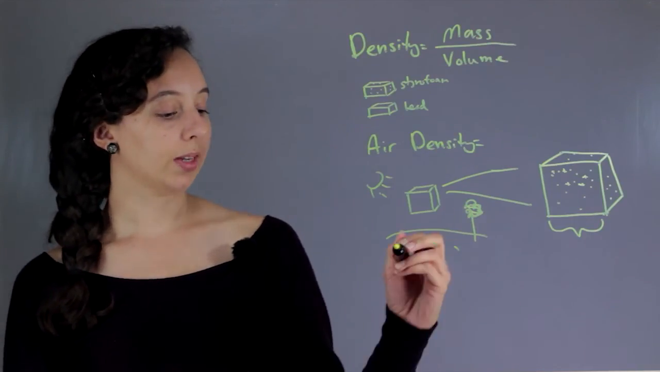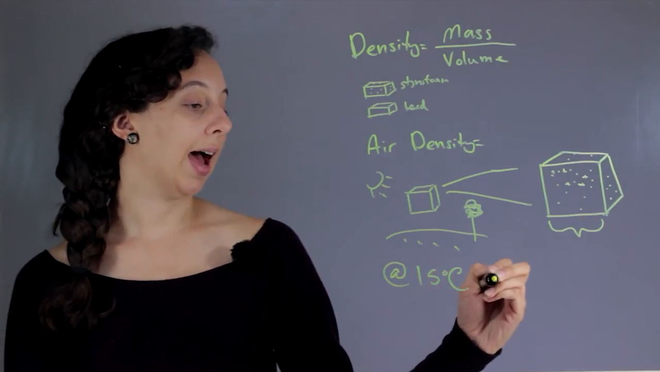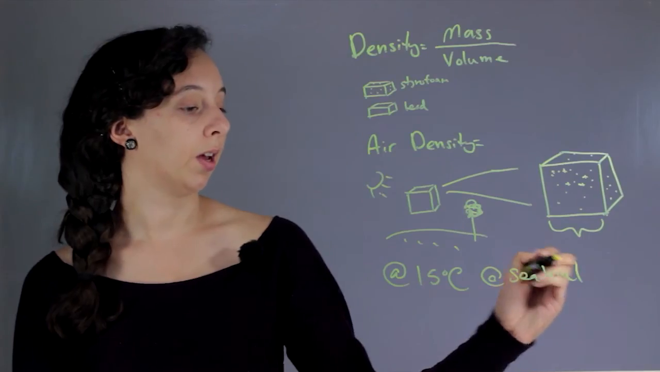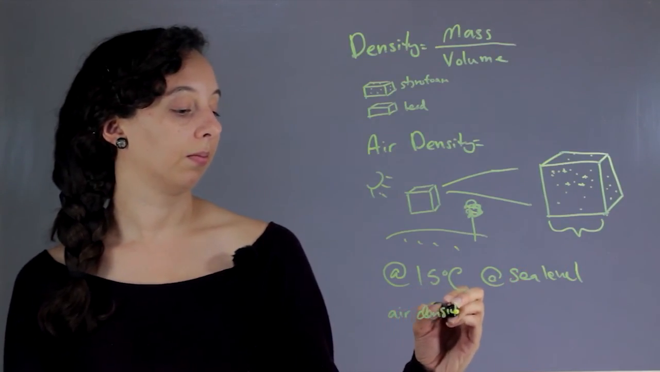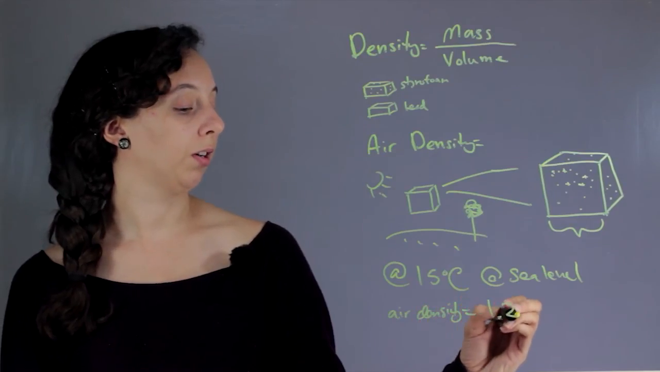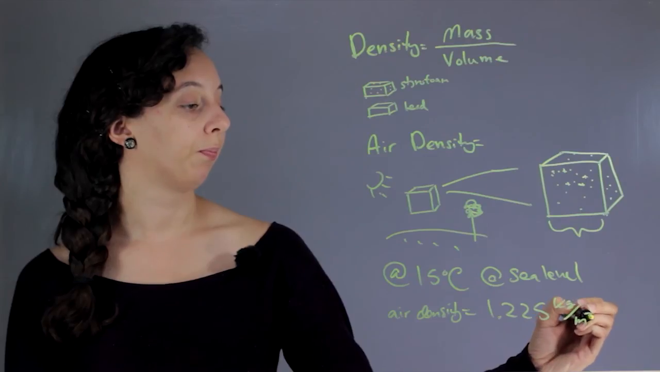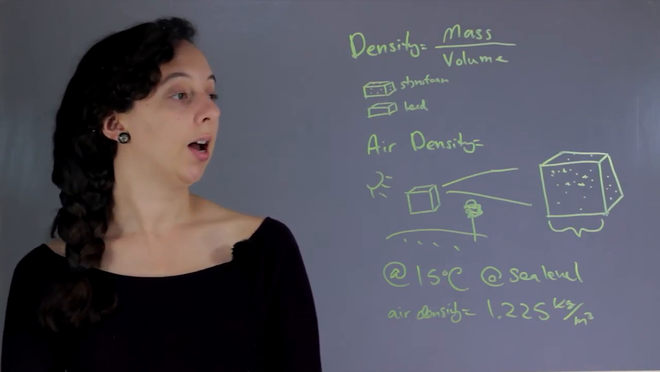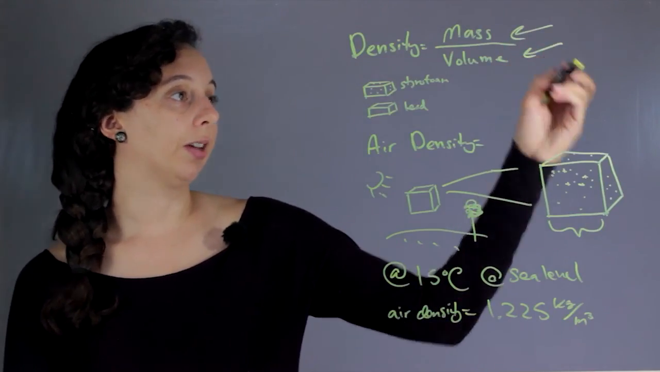So at 15 degrees Celsius, which is pretty cold, at sea level, air density is 1.225 kilograms per cubic meter. And it will completely change just based on day and location. But basically, you just need to get the mass and the volume, and you can calculate your air density.